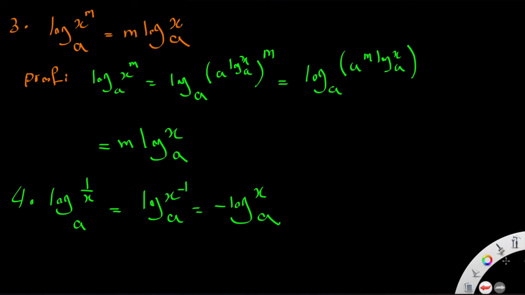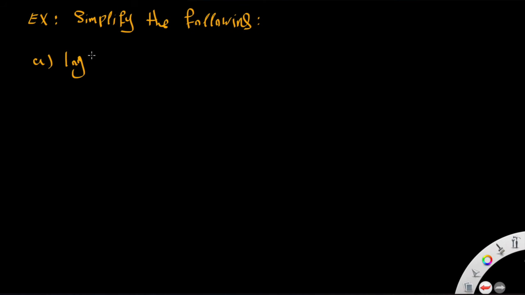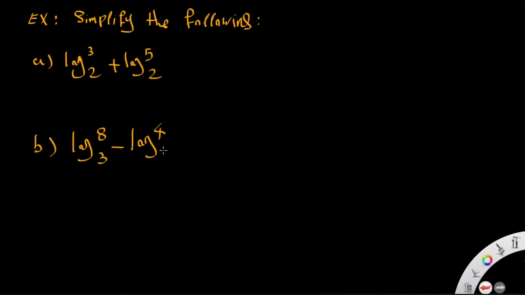Now let's see some examples in this regard. Example: simplify the followings. Part A, log of 3 to the base 2 plus log of 5 to the base 2. Second one, log of 8 to the base 3 minus log of 4 to the base 3. And C, 2 log of 2 to the base 5 plus log of 3 to the base 5.